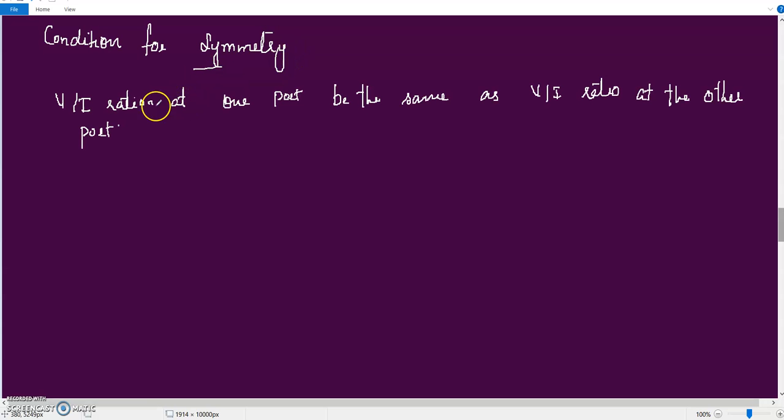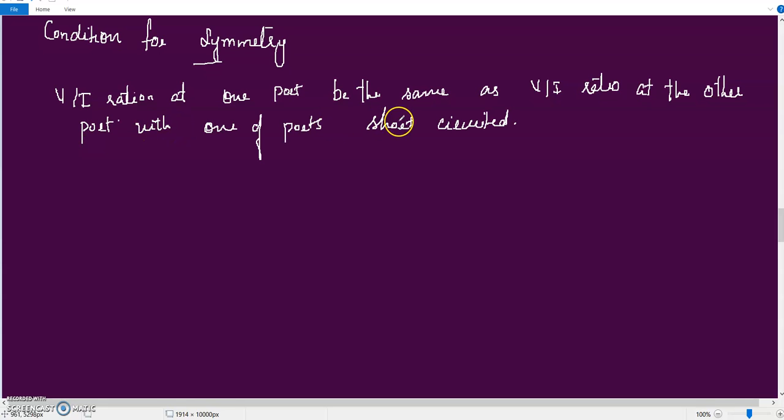Next, condition for symmetry. Condition for symmetry is that the voltage to current ratio at one port be the same as the voltage to current ratio at the other port, with one of the ports short circuited. So here we can use the same circuit as that we used for reciprocity.